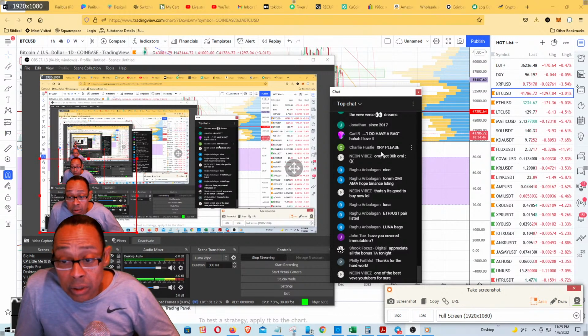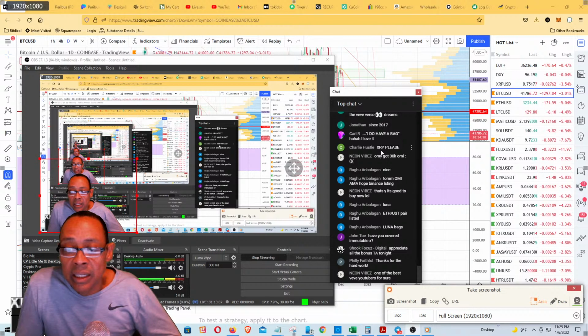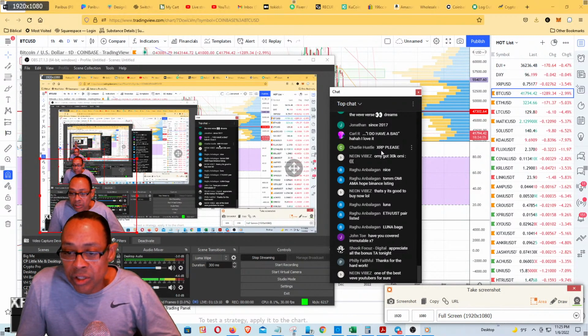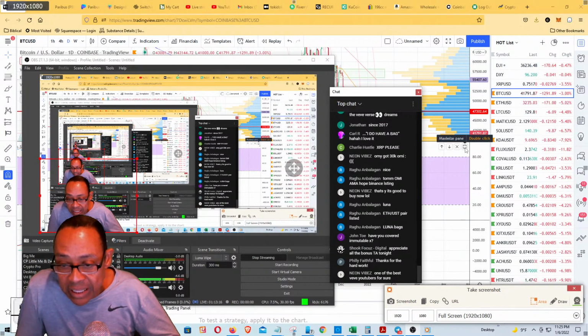Luna is a good one. Immutable X is too new. I have not covered it. I like the project, but I don't know. It's not one that jumps out at me to buy in and make a bunch of money from just yet. It's too new. It doesn't have enough price history for me.